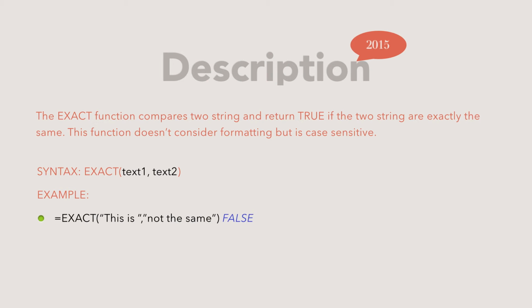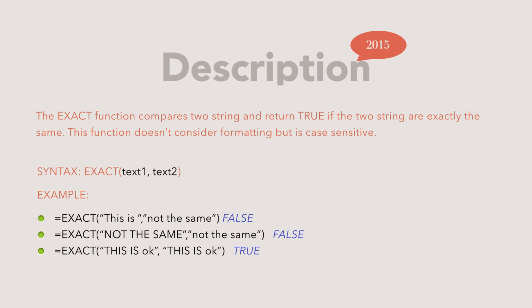Here's an example. This is not the same: the letters are all different. This is not the same either, because one is capital and the other one is not. This one is exactly the same. Everything is capital here, and the other one is not, so it returns false.